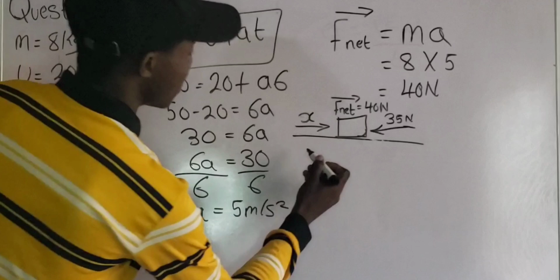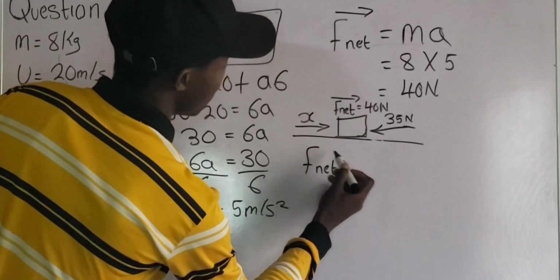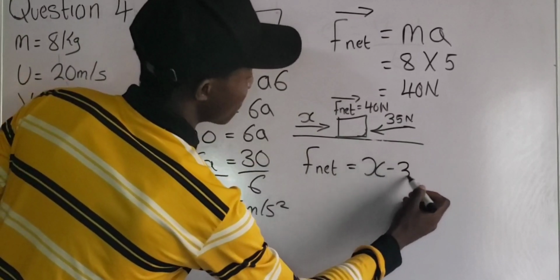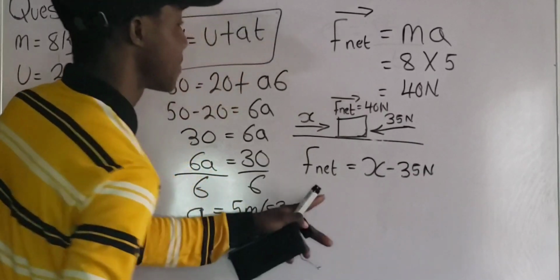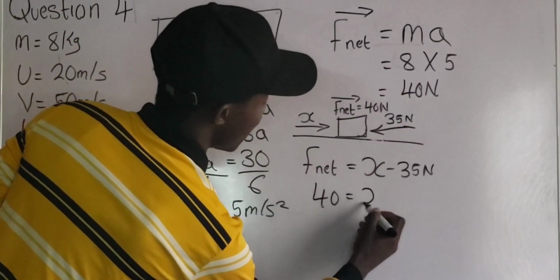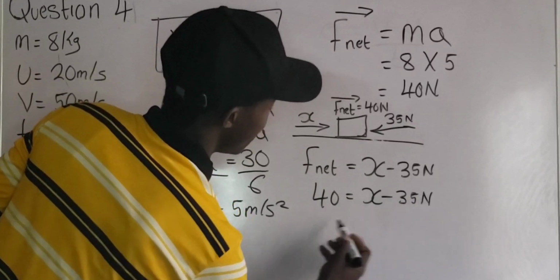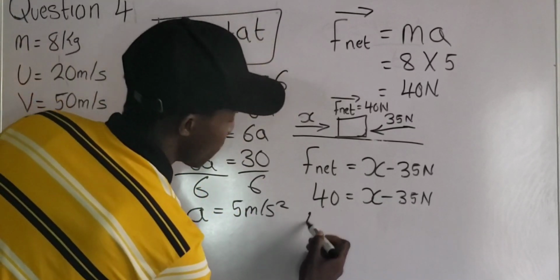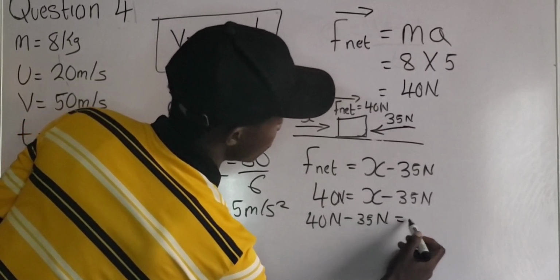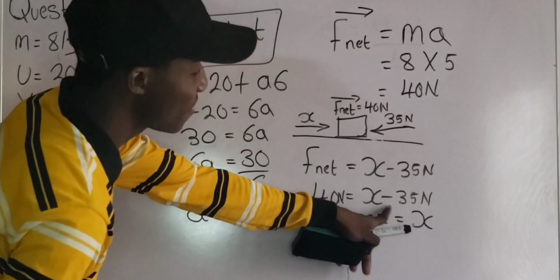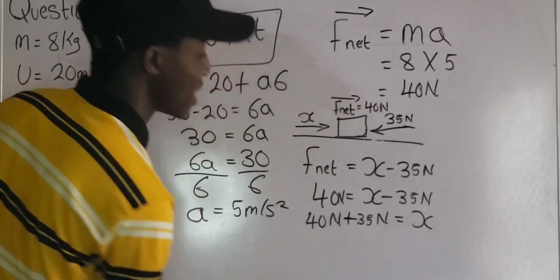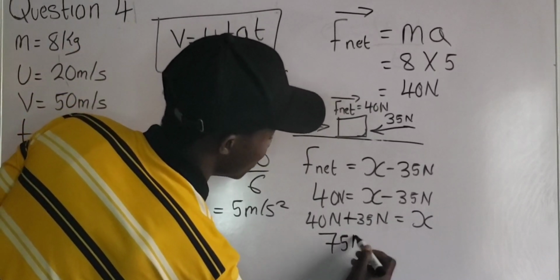The net force is equal to x minus the frictional force. The frictional force is 35 Newton. As I've already calculated, the net force is 40 Newton. So 40 equals x minus 35 Newton. If you collect like terms, you are going to have 40 Newton plus 35 Newton equals x. If this negative 35 Newton is crossing the equals sign, this sign will change to positive. So this will be 75 Newton equals x.